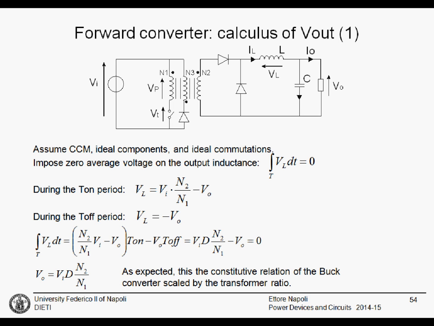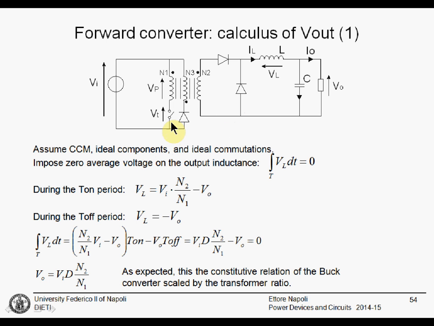A common, simple way to calculate the output voltage is to impose that in one switching period, the integral of the voltage applied to the output inductor is zero. Why is this true? This is true because if the integral of this voltage in one period is not zero, we will have an increasing current or decreasing current from one switching period to the next. And this is not possible. We are assuming that we are in the regime condition.